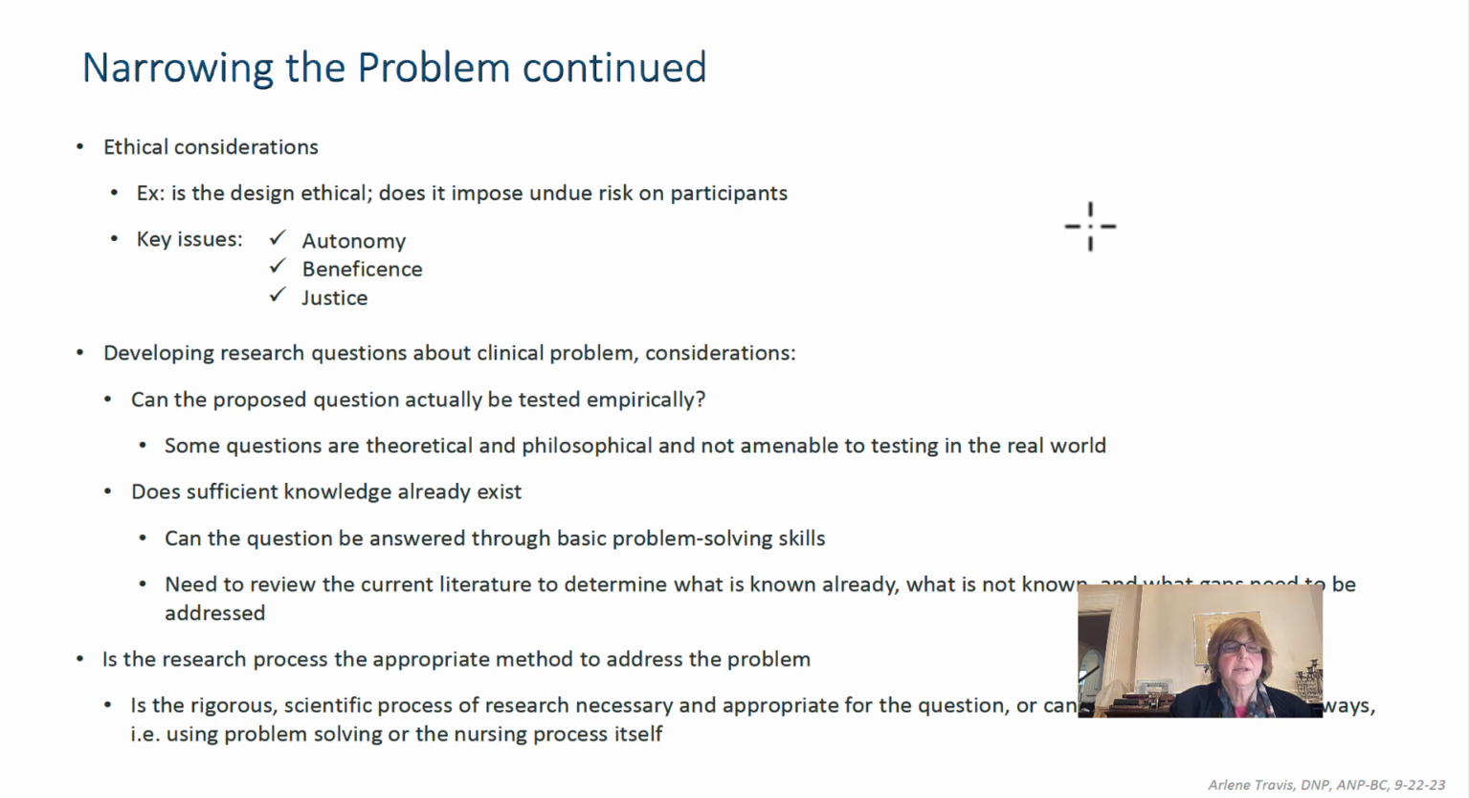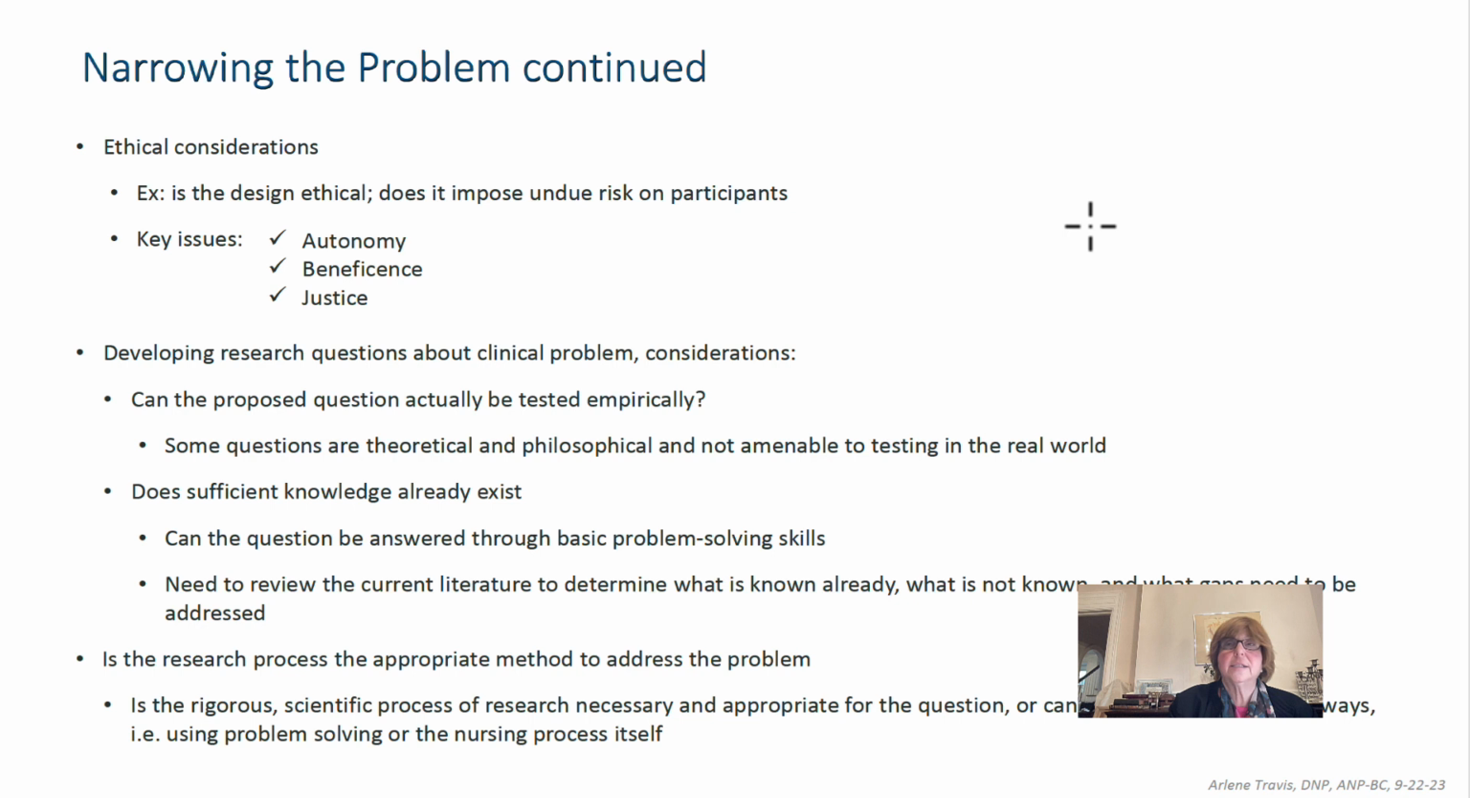And ethical considerations. We always have to be looking at our code of ethics from the ANA and make sure that the key issues are addressed. Autonomy. What's autonomy? That you have the right to choose whether you want to participate or not. And you are also able to leave the study at any time. Beneficence is that it's only going to do good, and justice is that you treat everybody equally.